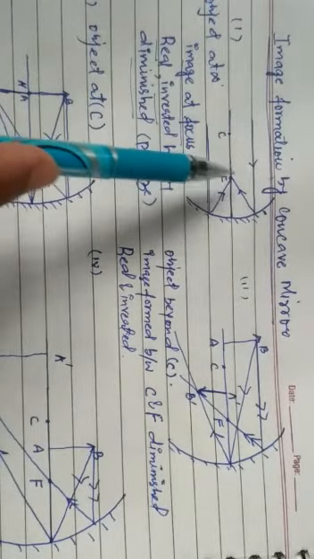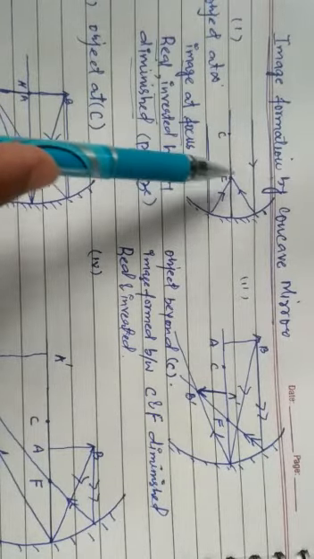In order to form its image, we took two rays from point B. One ray, with two arrows here, is parallel to the principal axis. As this is the principal axis, and this point is pole, here P, when this very ray is parallel to the principal axis, then after reflection it passes through the principal focus.